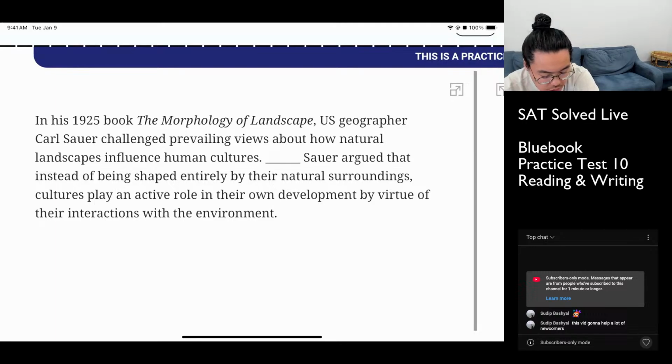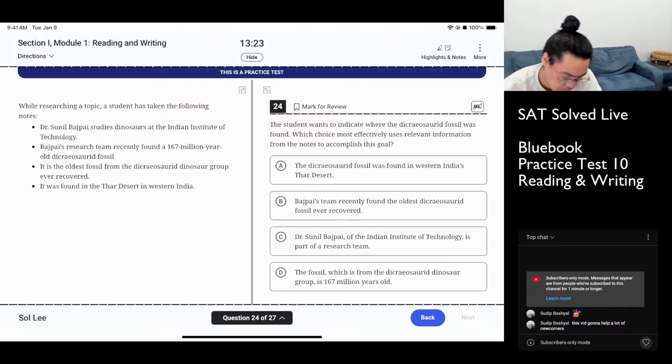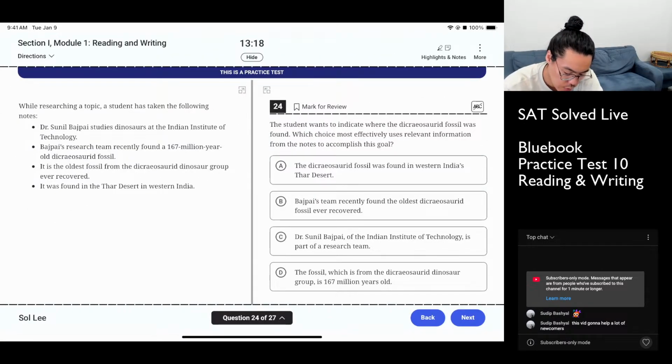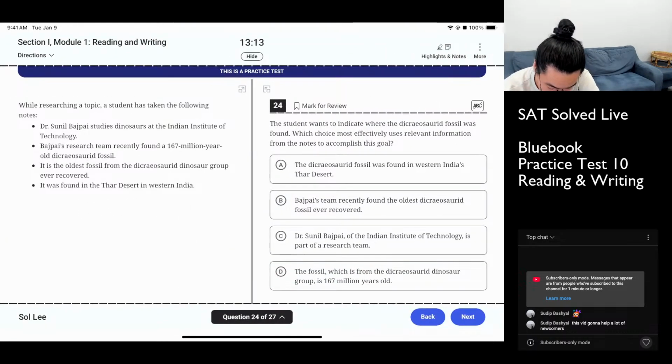The morphology of landscape. He challenges views about natural landscapes influencing cultures. Specifically, he argues that we're not shaped entirely by it. Yeah, specifically is my prediction, and that is what I got. We're trying to get where it was found, and it was found in the Thar Desert. Thar Desert. Oh, yeah, there we go. Why can't I hit next?